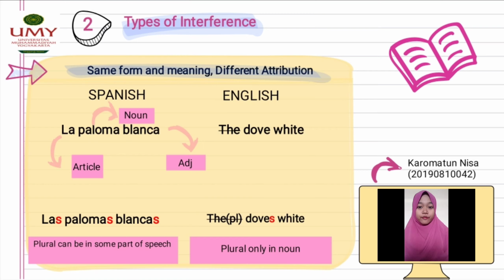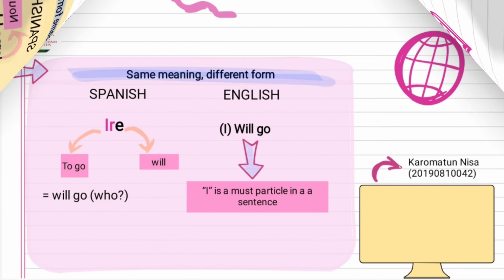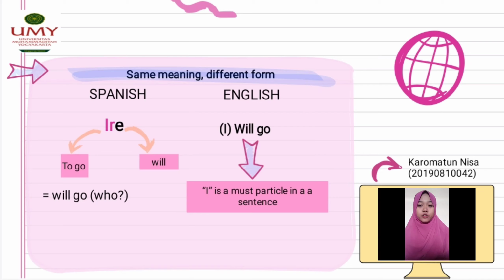The next material of contrastive analysis is the types of interference, which compare Spanish and English structure. The first type is same form and meaning but different distribution. La paloma blanca in Spanish means the dove white in English, and to make it plural, English becomes the doves white. We put the additional s only on the noun. However, in Spanish, they put the additional s on several parts of speech. In this case, they put the additional s on the article, the noun, and the noun modifier, becoming Las Palomas Blancas.